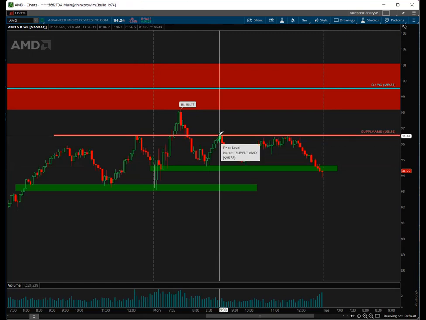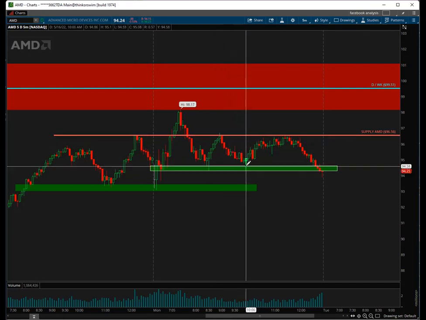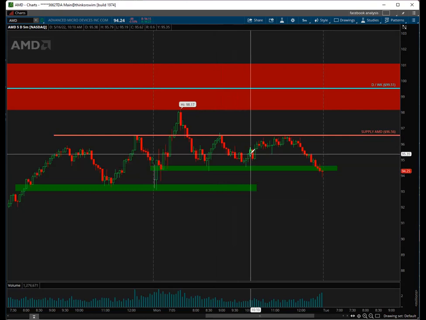Good area for entry. Good entry for puts right here. We come back down again. And guess what happens again? We fall back into the same exact demand zone as earlier 2 times. So this is 3 times right here. You can also call this a triple bottom right here on the 5-minute chart.